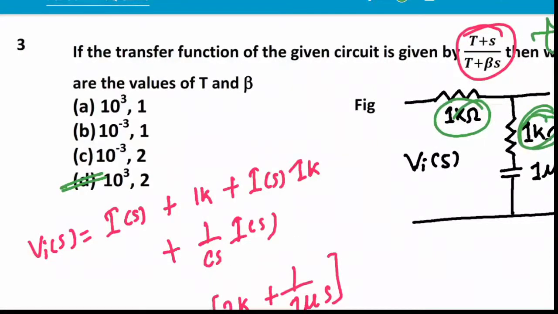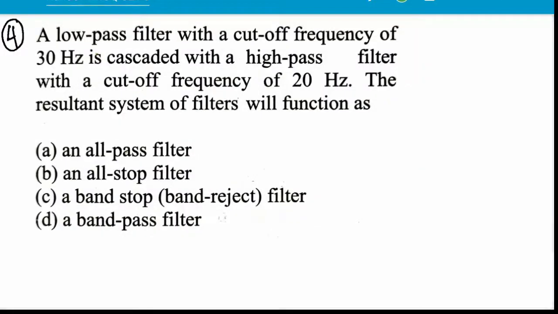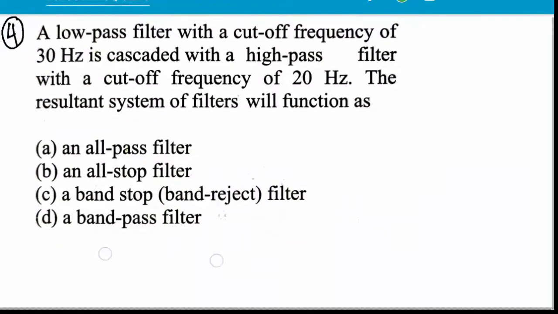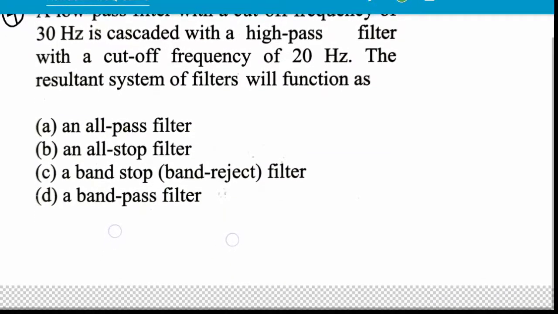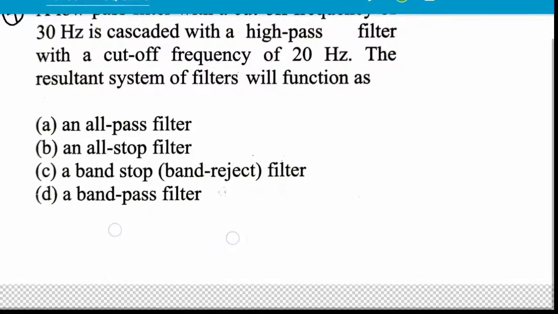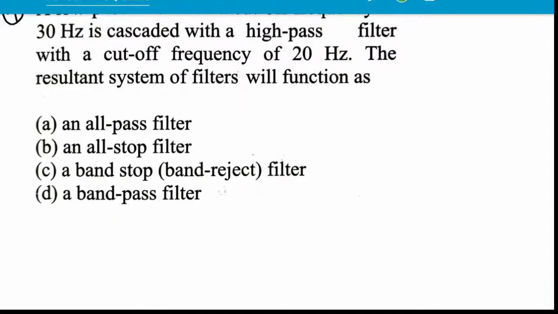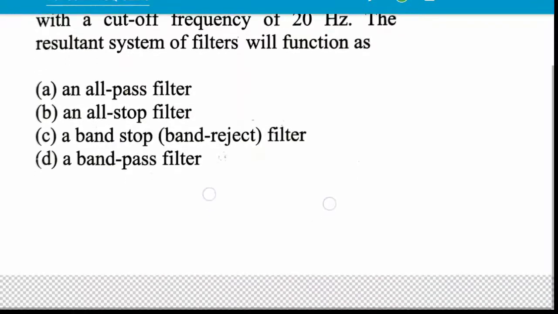So next question. A low pass filter with a cutoff frequency of 30 Hz is cascaded with a high pass filter with a cutoff frequency of 20 Hz. The resultant system of filters will function as: option A, an all pass filter; an all stop filter; a band stop or band reject filter; a band pass filter. So here this is a very easy question.